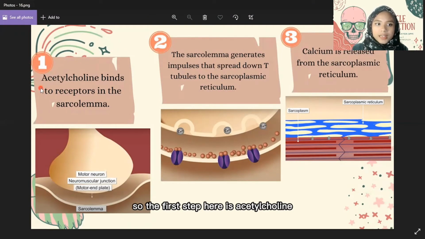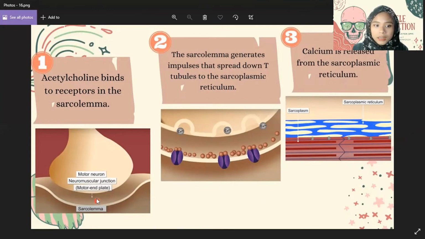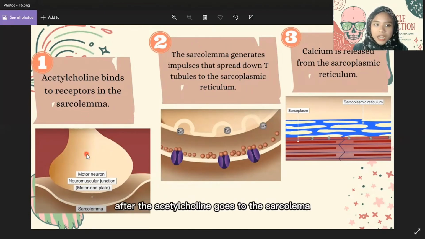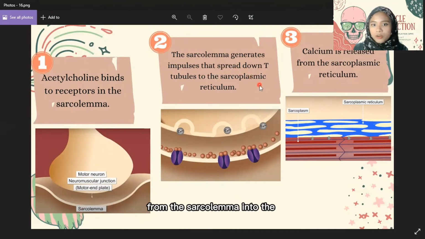The first step here is that acetylcholine will bind to a receptor in the sarcolemma. If we look closer into the diagram, acetylcholine is one of the neurotransmitters that undergoes the synapse process and binds to the receptor in the sarcolemma. The neurotransmitter will be changed into the impulse signal that will spread down to the T tubules of the sarcoplasmic reticulum. So we can see that after the acetylcholine goes to the sarcolemma, it will pass the impulse from the sarcolemma into the sarcoplasmic reticulum.